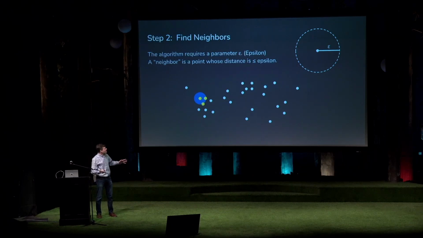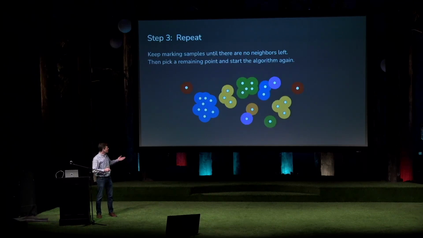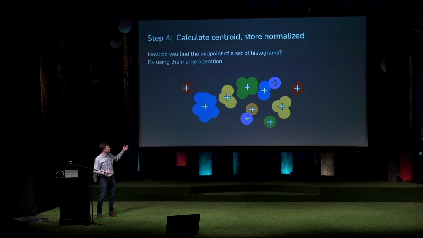Anyway, once you have this epsilon, you look for any points that are within epsilon radius of the starting point. And then you do that again. You add those to the clusters and start again and again until you run out of neighbors. There are no more points within epsilon of the available points in the cluster. And then you pick another random point and start again until all the other points have been assigned to a cluster, right? Once you have the clusters, you have to calculate something called a centroid.